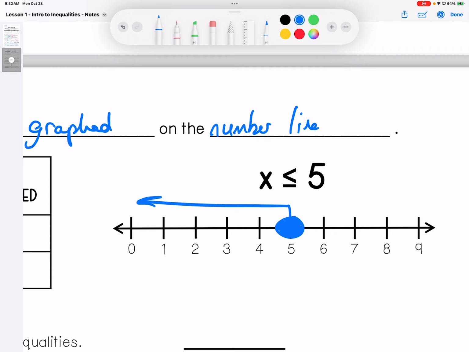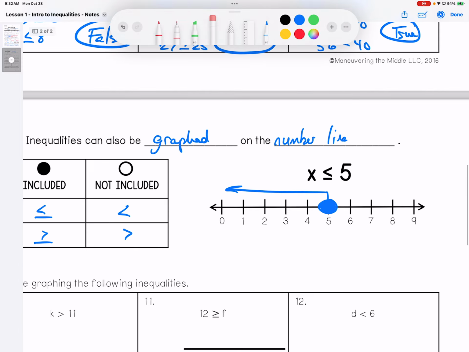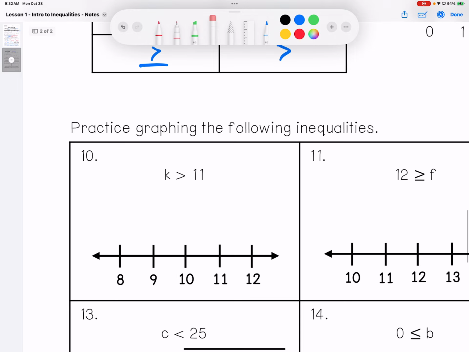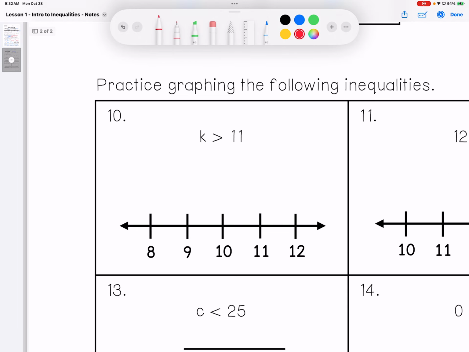Now, there is a little trick. If the variable is on the left, you can go with the arrow, whichever way it's pointing. That is only if the variable is on the left, and I'll show you in just a second. I'll do number 10 for you, and then I'll also do number 11, and then I'll let you go to work. All right, so let's do 10.